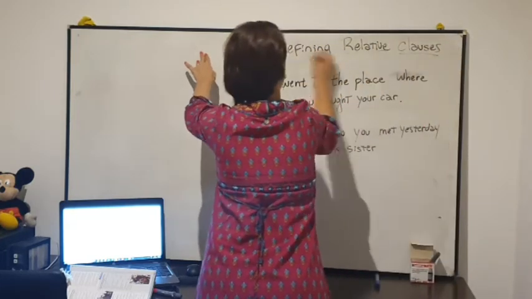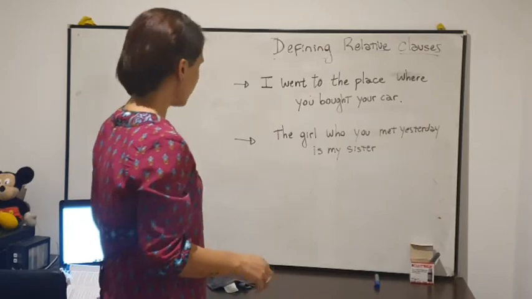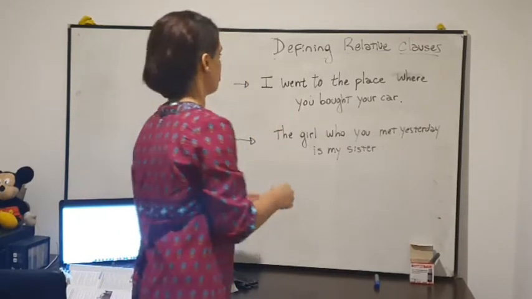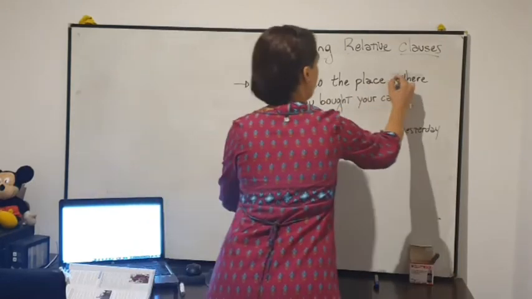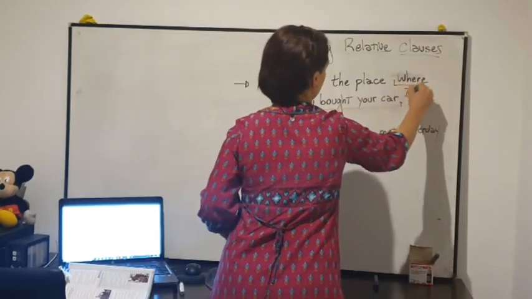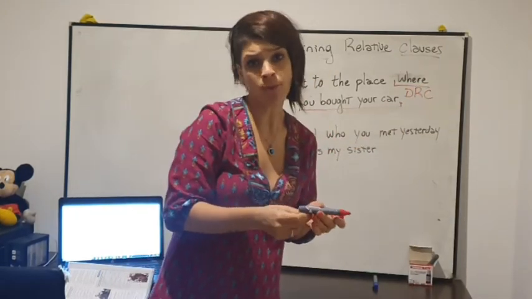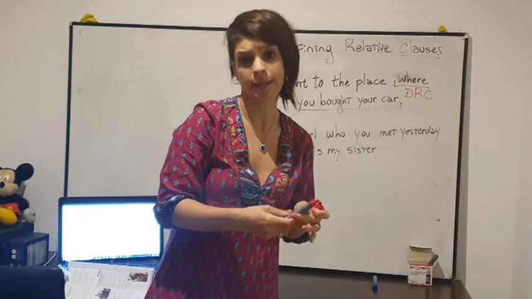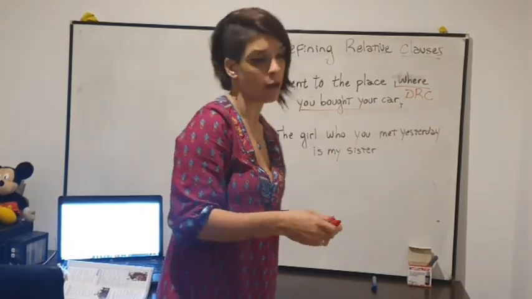Okay, so first, what we're going to do is to find the relative clause. So I went to the place where you bought your car. So where you bought your car is the defining relative clause. In this case, we don't have commas because this is important and necessary information to understand the sentence, okay? The idea of the sentence.